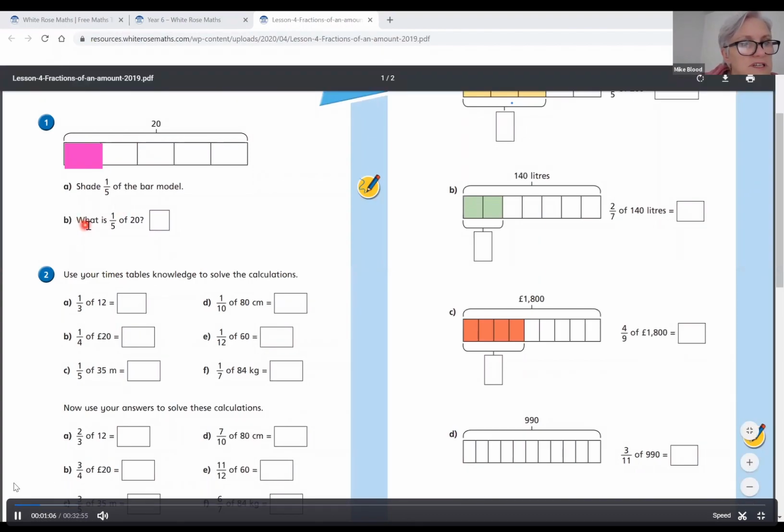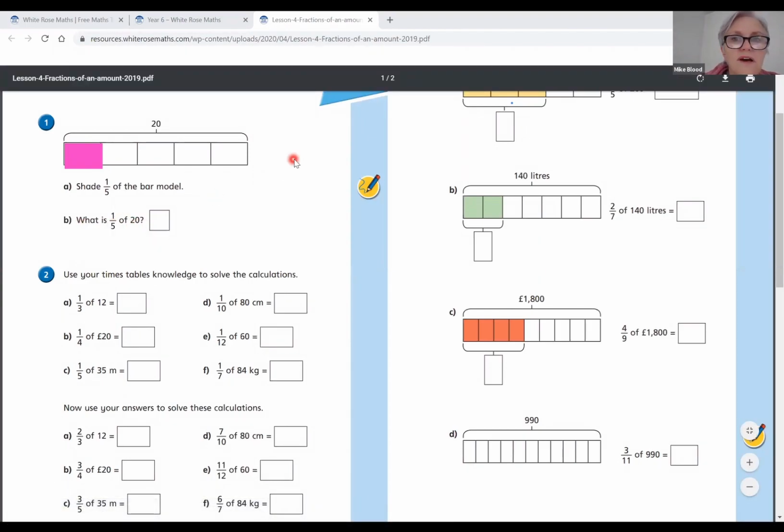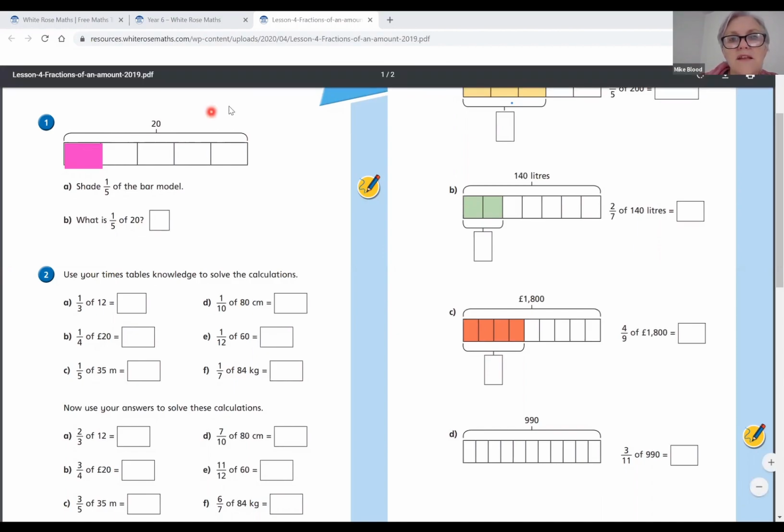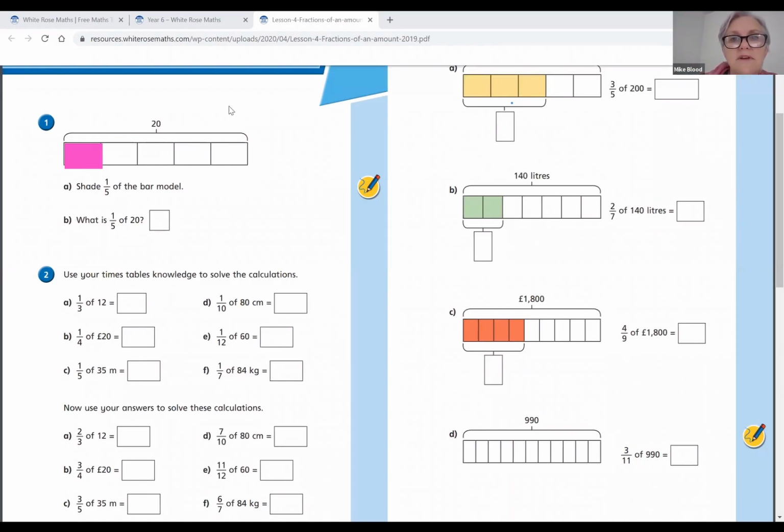If we go to this one, what is 1/5 of 20? Well, to find a fifth of a number, we can use this bar model here because this is already set out for us. We've got 5 bars. The whole thing is worth 20. So if I divide my 20 by 5, which is the denominator here, I know that 20 divided by 5 is 4. Okay, so each of those bars would be 4, and that will give us 20.